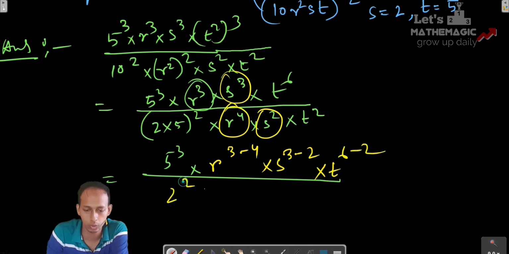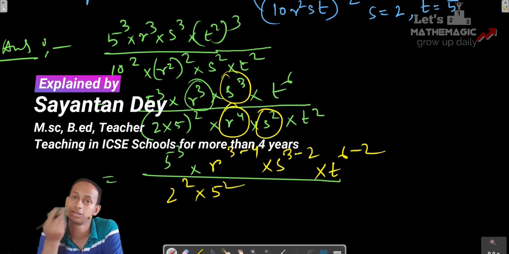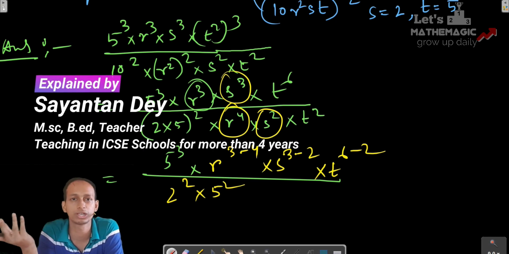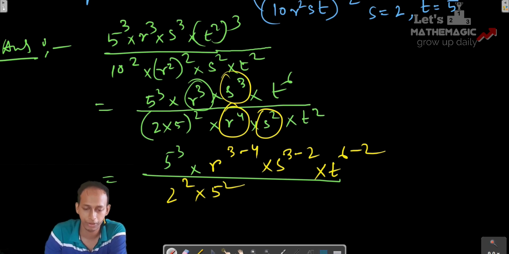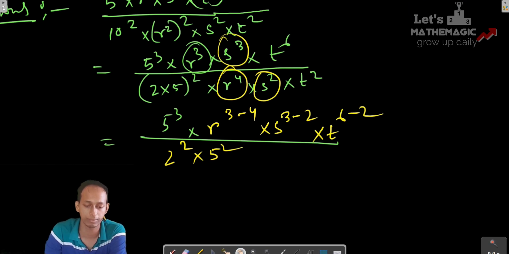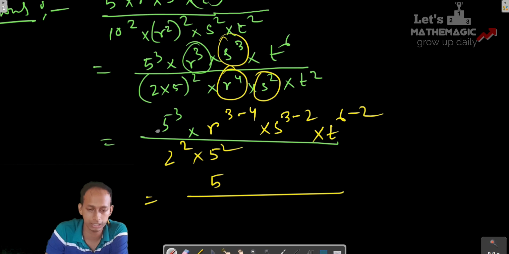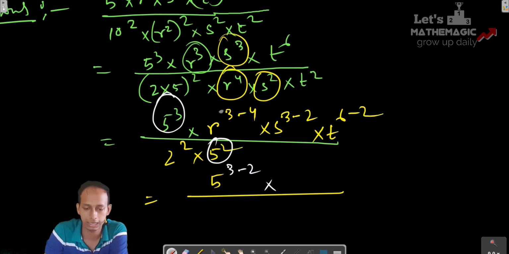It's 2 square into 5 square, because I have told that if too many things are there in the base and there is something in the power, what we'll do is distribute it. See, nothing else is left in the denominator because they have already been used in the formulas. Now what we can see, here I can see two things are in the same base, like 5 cube and 5 square, so it would be 5 to the power 3 minus 2. Let us calculate all these things.